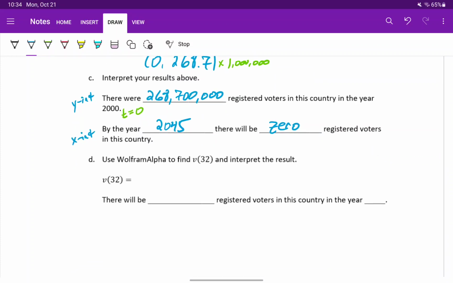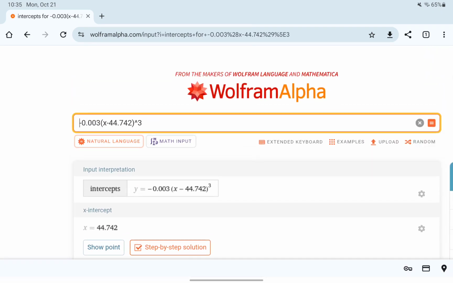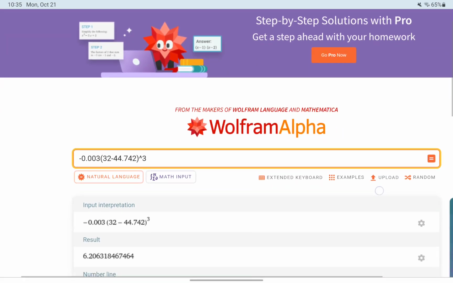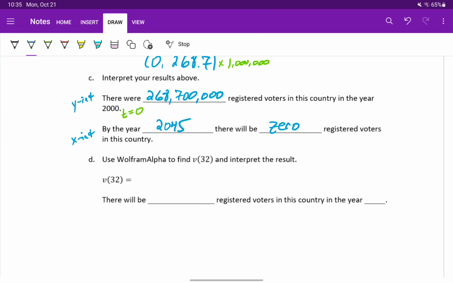Then we want to use Wolfram Alpha to find V of 32, meaning we want to evaluate this function at x equals 32. So I'm just going to update what I already had there, replace the x with 32, and I get a value of 6.206, and so on. Again, to interpret this, we need to take that function value times 1 million, which is telling us that there will be 6,206,318 registered voters in this country in the year t equals 32, so 2032, 32 years after the year 2000.